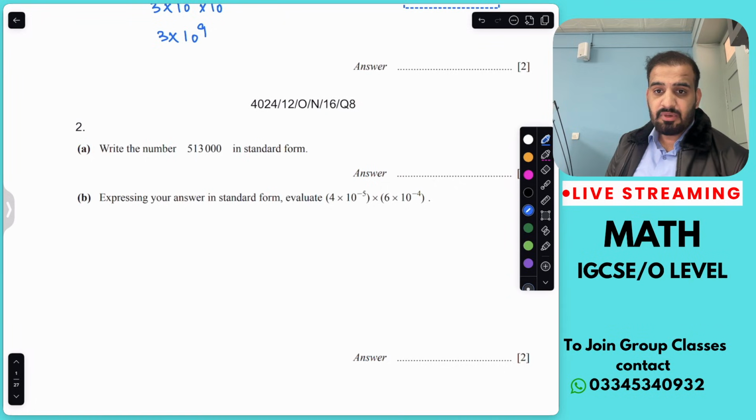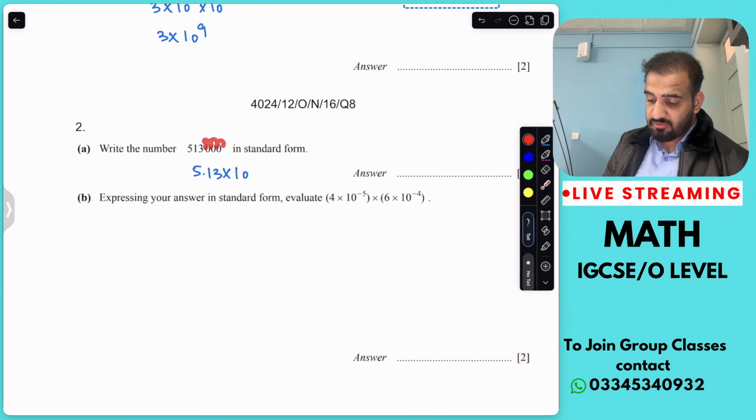Question 2, write the number in standard form. So it will become 5.13 cross 10 raised to power. How many decimals did we move? 1, 2, 3, 4, 5. So there are 5 digits, so we will write 5. Next, you now multiply the two standard forms.